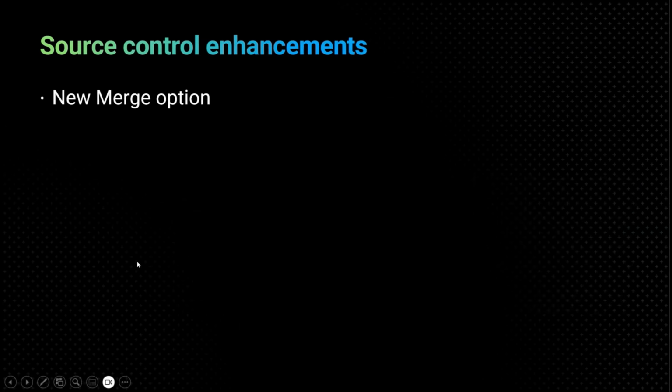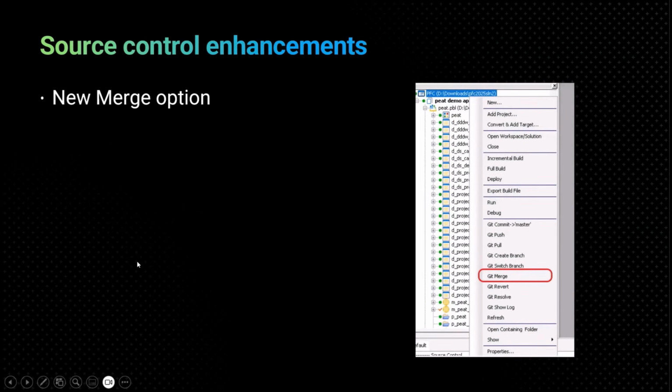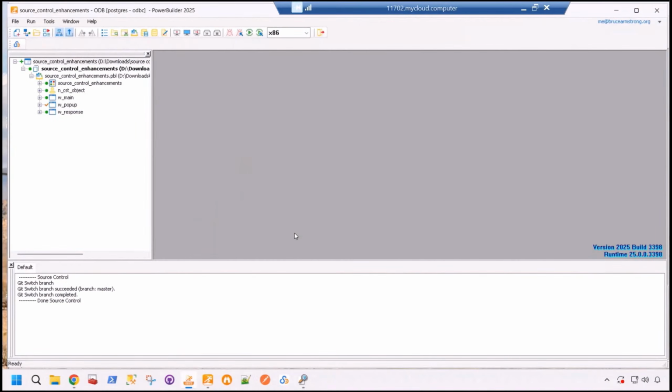And then finally, there is now a Git merge operation available on the right-click menu in the system tree. So let's go ahead and take a look at all that in operation. We're going to look at the source control enhancements now.